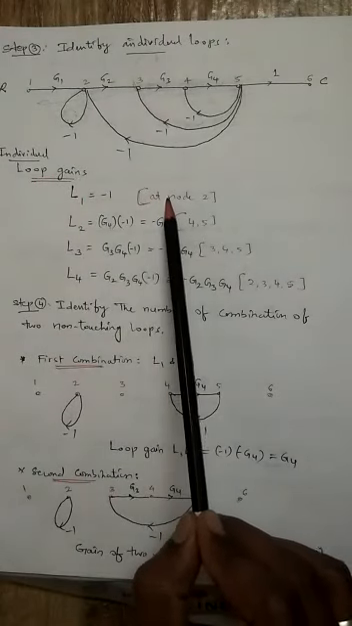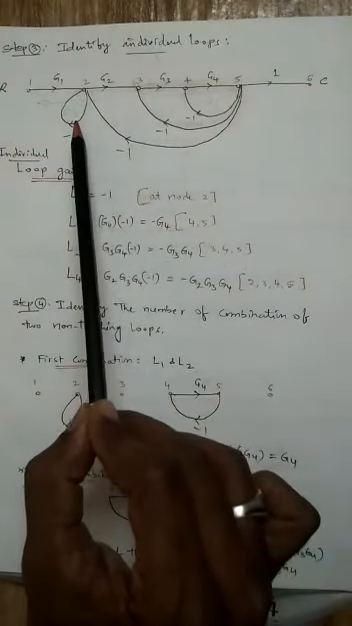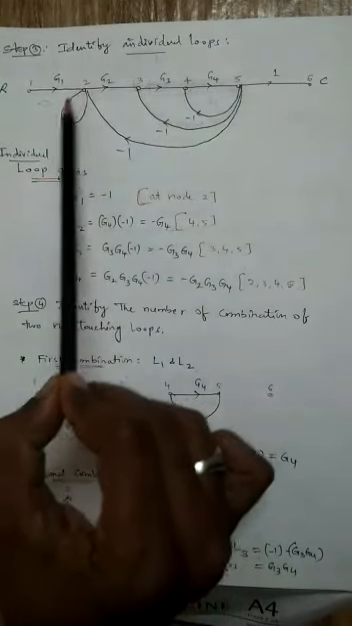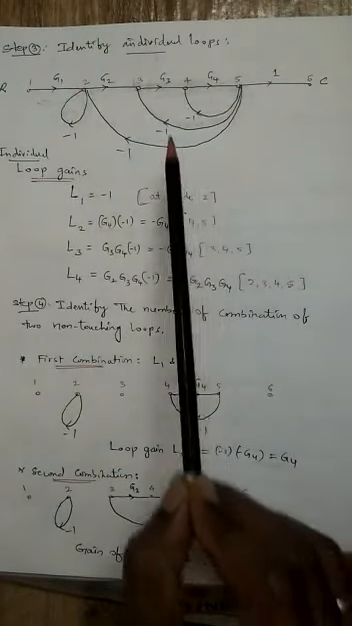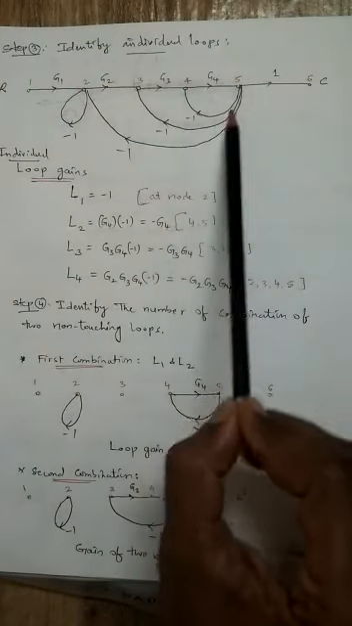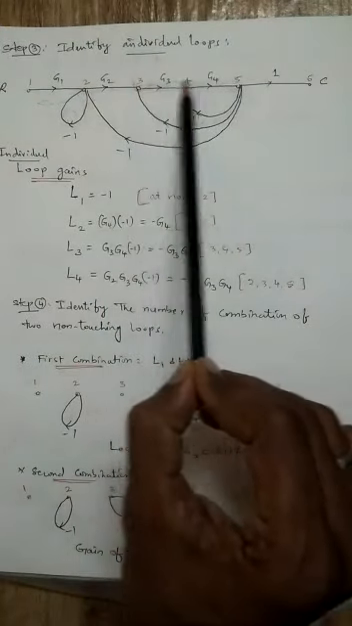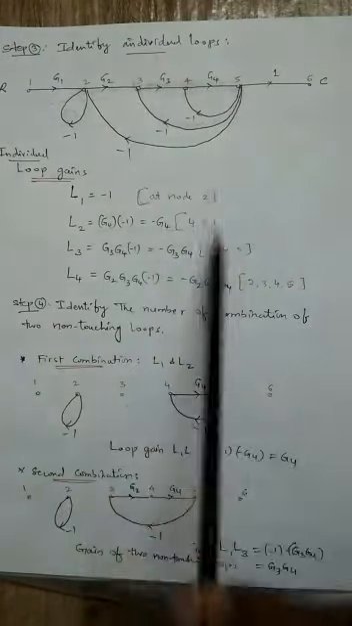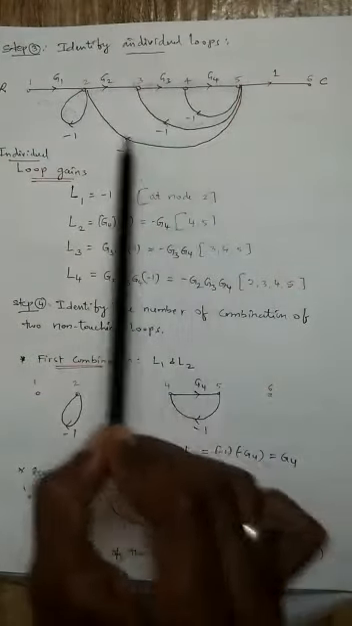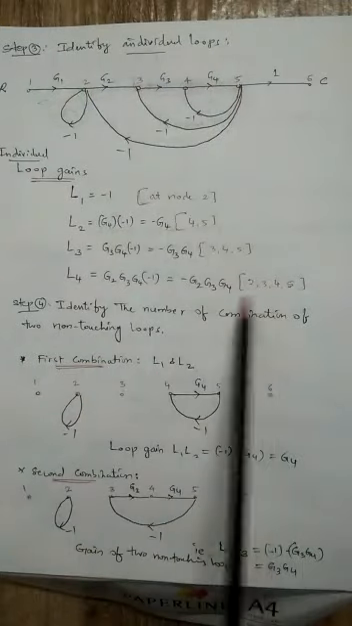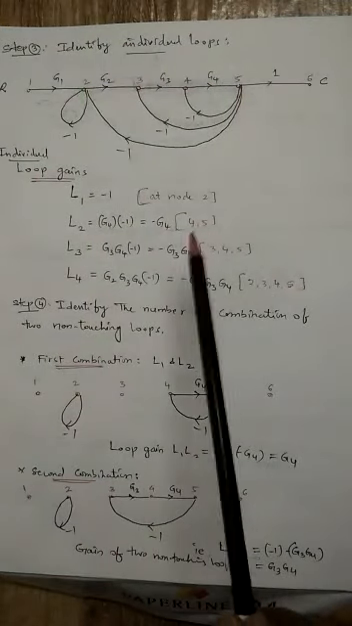Here, just for your reference, I have written, so loop 1 belongs to node 1, node 2. So loop 1 is connected to node 2. Loop 2 is connected to nodes 4 and 5. Loop 3 is connected to nodes 3, 4, 5. Loop 4 is connected to 2, 3, 4, 5. This is just for your reference written.